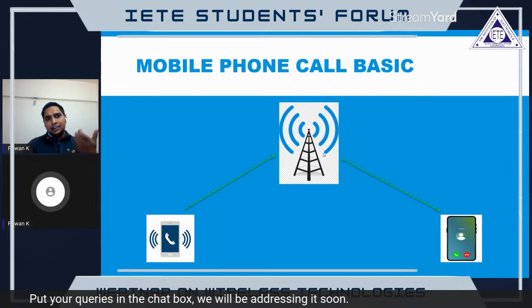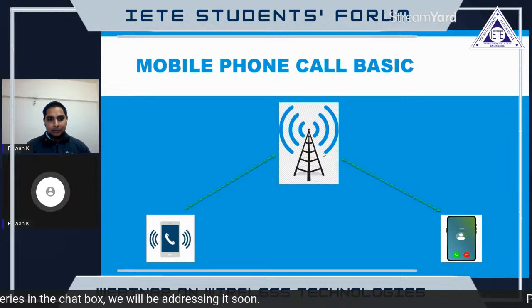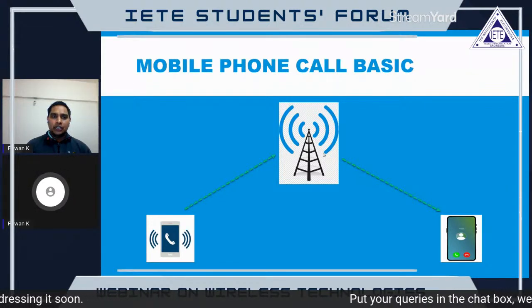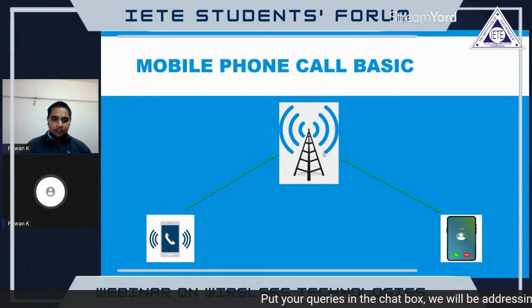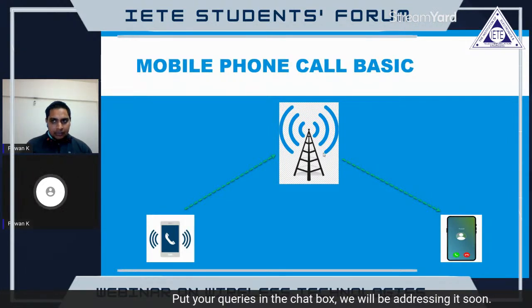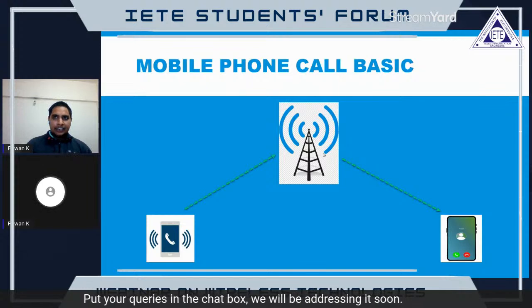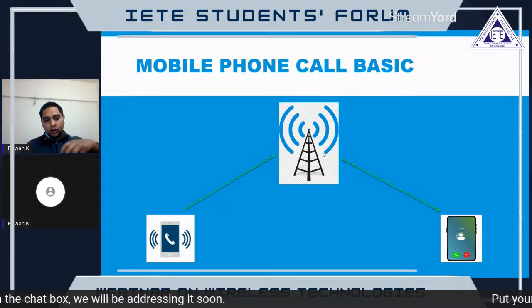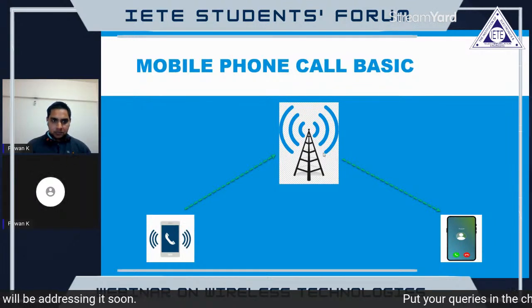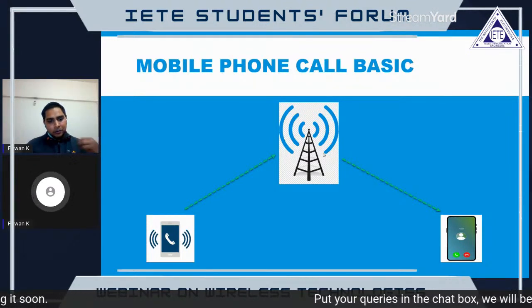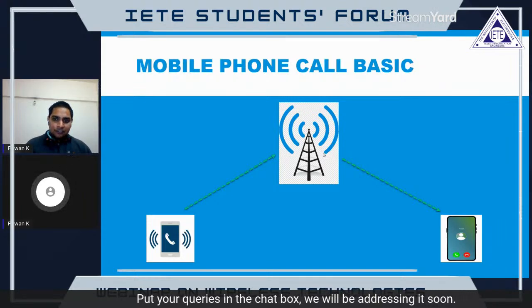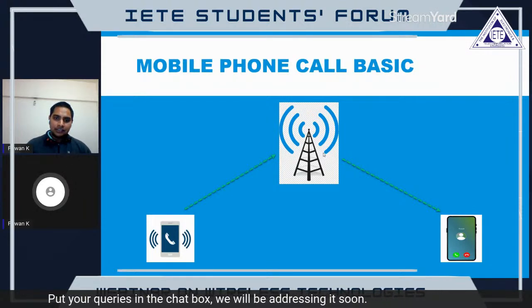Your call will not directly go to your friend's phone or your family's phone, whoever you are going to call. That will be communicated through the network. First of all, you make a call. That call will go to the network. The network will broadcast that call information to all the phones in the range, and all the phones will try to decode that information.